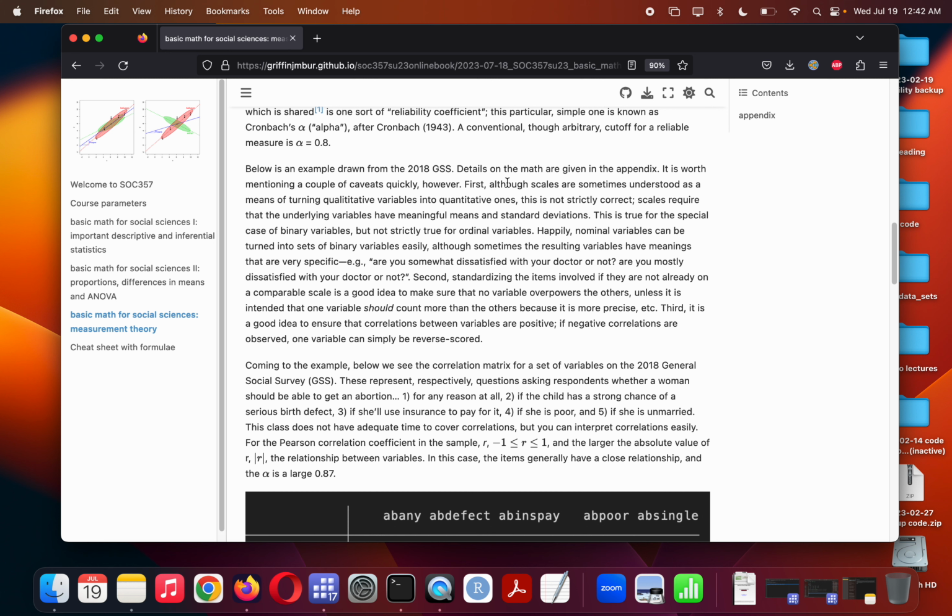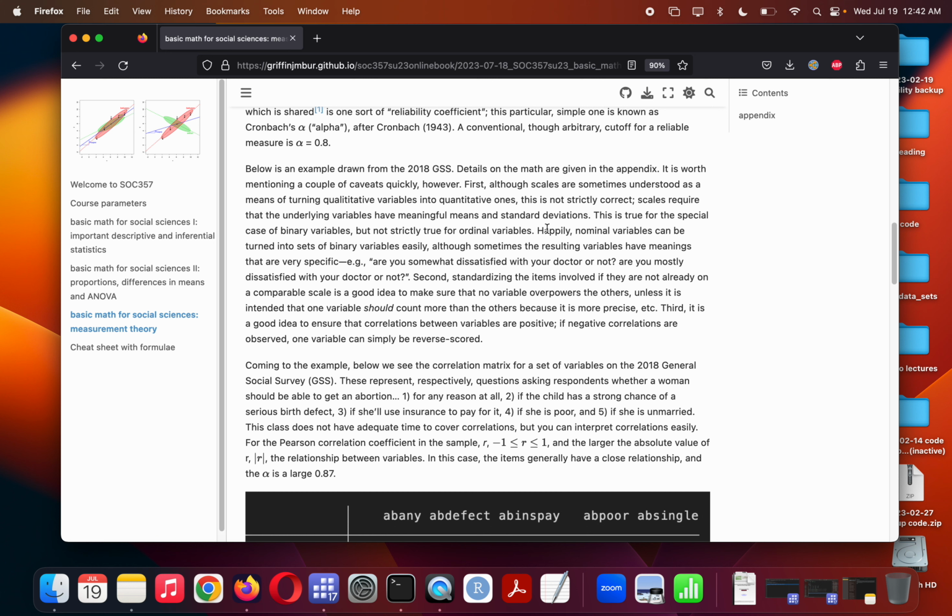So first, although scales are sometimes understood as a means of turning qualitative variables into quantitative ones, this isn't strictly correct. Scales require that the underlying variables have meaningful means and standard deviations. This is true for the special case of binary qualitative variables, so questions that ask for a yes-no response. So do you support abortion in this case or not? Do you support abortion in that case or not? But this isn't strictly true for ordinal variables, so things like Likert items.